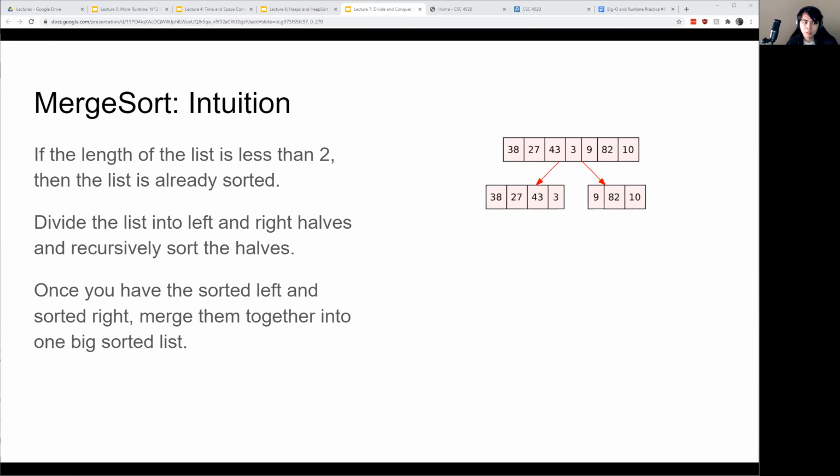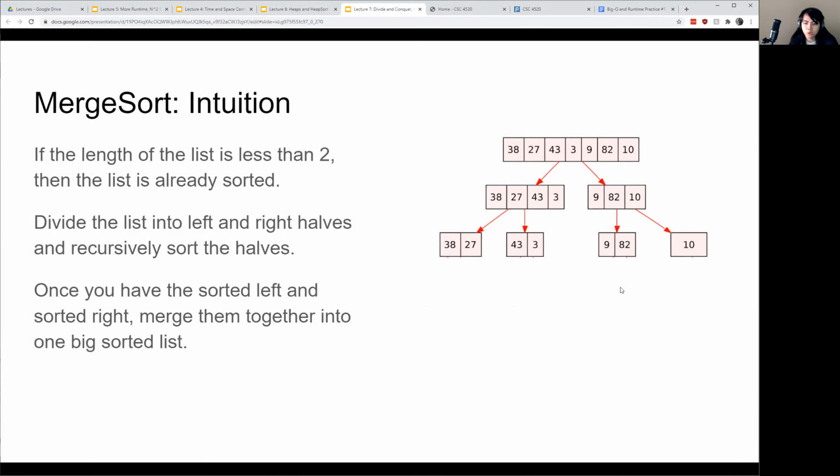All right, so at this step, we do that dividing. We divide into 38 and 27 as the left half here. And then the right half we're going to do is 43 and 3. And on the other hand, eventually what we're going to do is call MergeSort on this left half here, which is 9 and 82. And then the 10 is split off on its lonesome here.